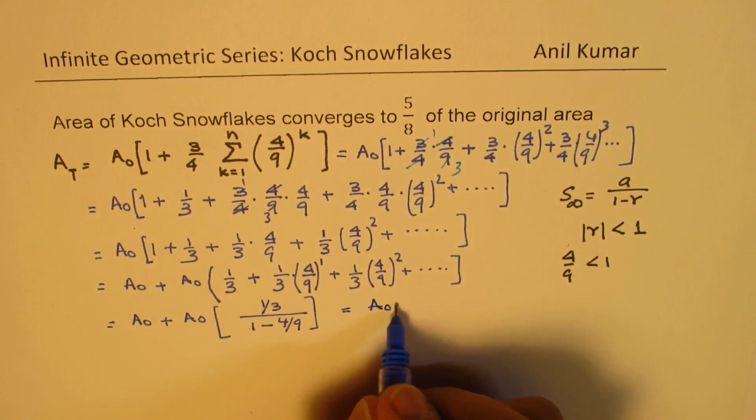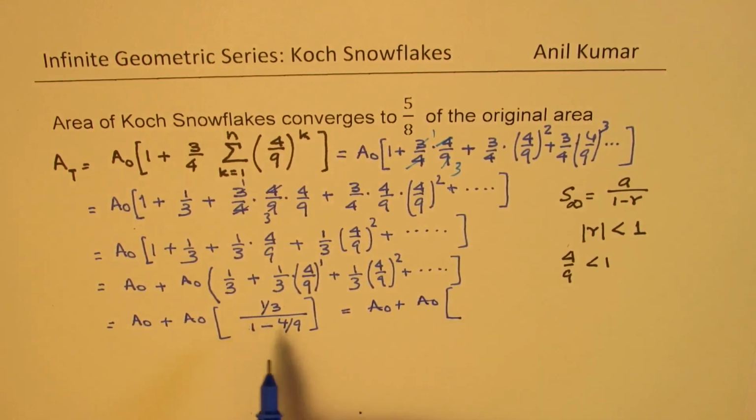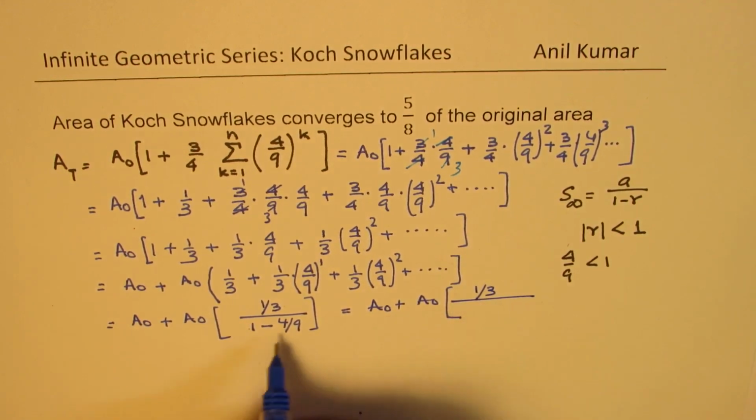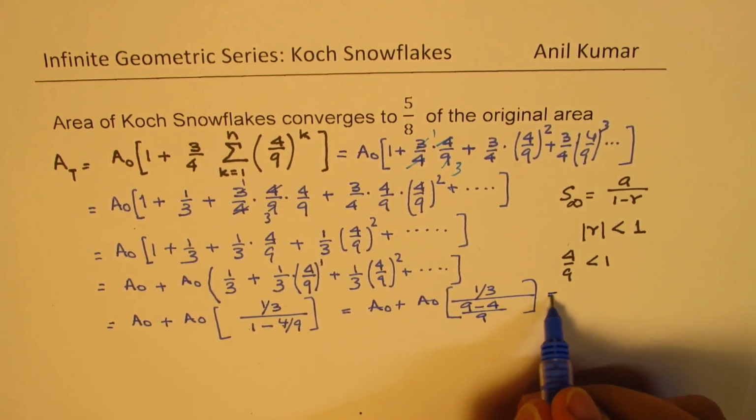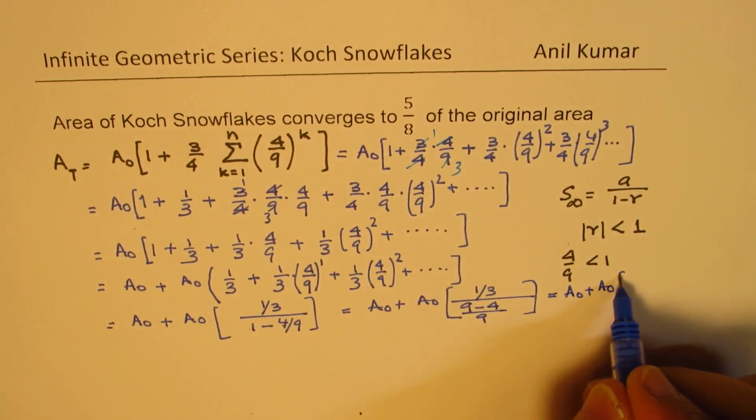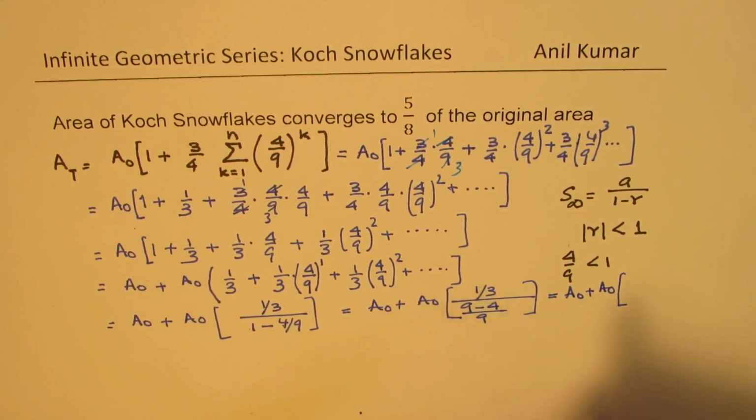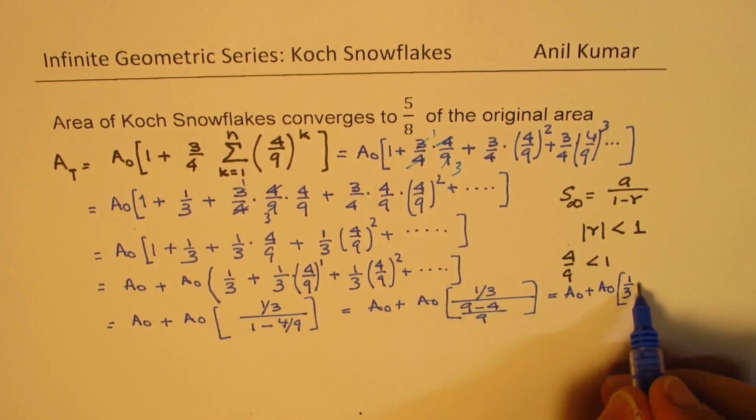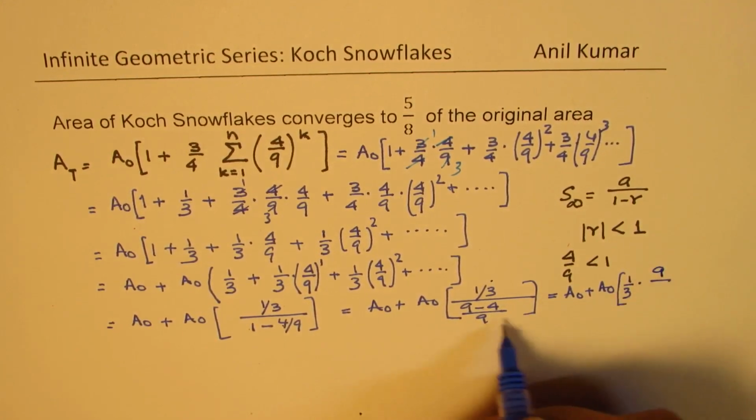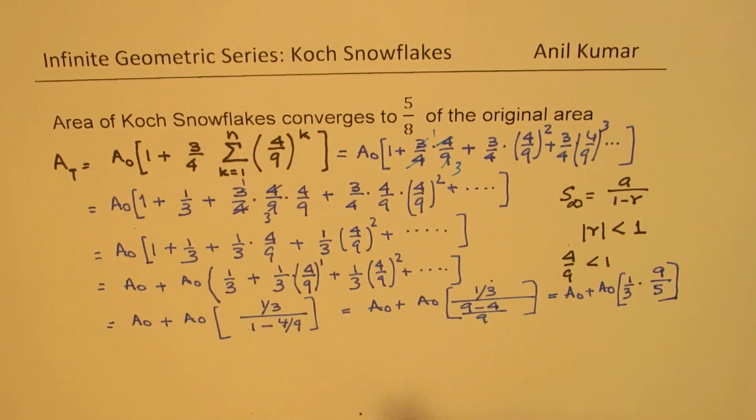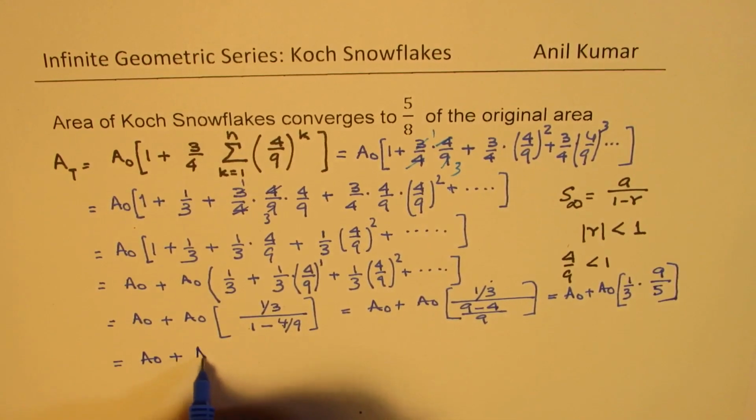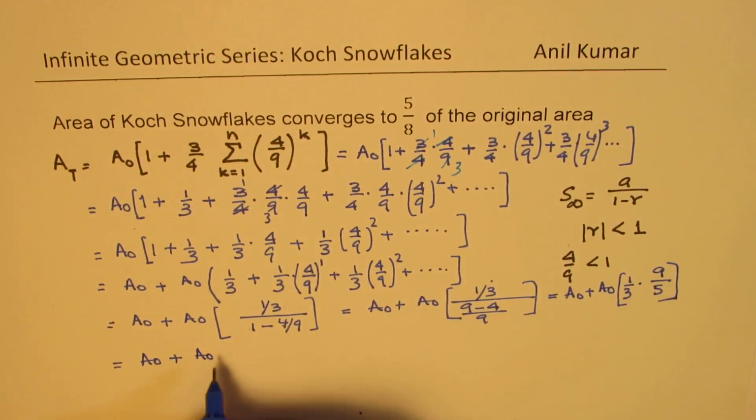So this could be written as A0 plus A0 times, now 1 over 3, let me write it like this only. And then we have 9 minus 4 over 9. Is it clear? Now that is the original area plus A0 times, that 3 comes here and 9 goes on the top. Or you could also cancel this by 3. But let me write this like this, 1 over 3, right? And here we have 9 goes on the top, and 9 minus 4 is 5. Right? So what we get here is A0 plus A0 times, now this goes 3 times, 3 over 5. You can add this, right?